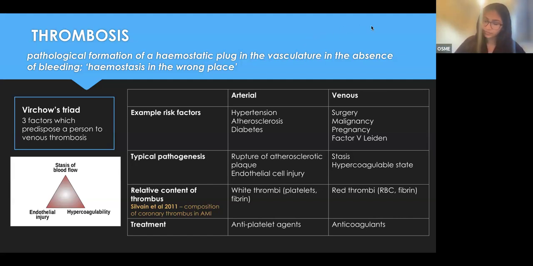Good, okay. And then if we think about the factors that predispose to thrombus, so Virchow was a physician who primarily studied venous thromboembolism, but he proposed these three factors, so endothelial injury, blood flow stasis, and hypercoagulability, and they're relevant in both arterial and venous thrombosis, but just to different extents. So we'll look at that going forward.